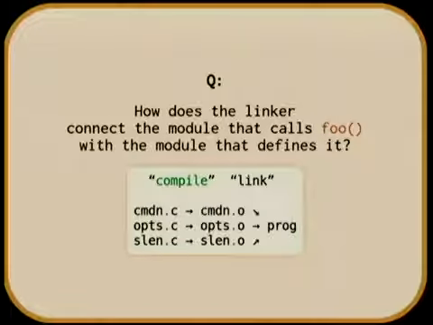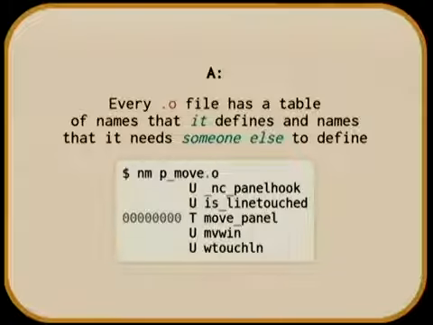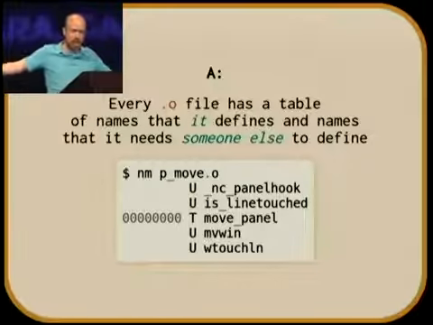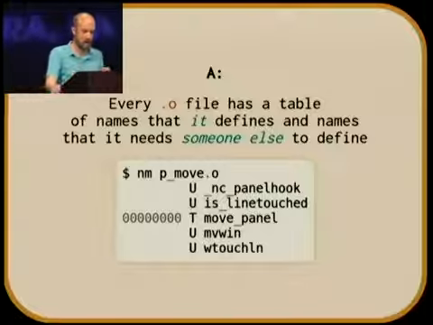So how does the linker that does that last linking step connect, say, a module that calls a foo function with the separate module that defines it? The answer is that every .o file has a table of names that it defines, and also in that table, next to the letter U, are the names that it needs that it's going to rely on some other function, some other object file to define.